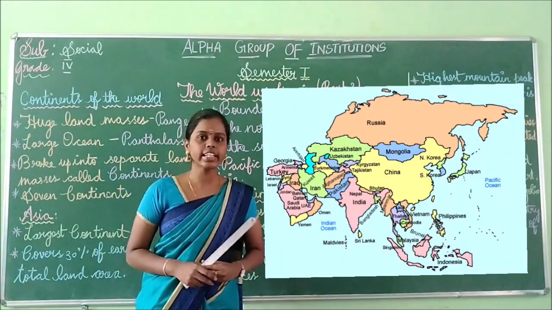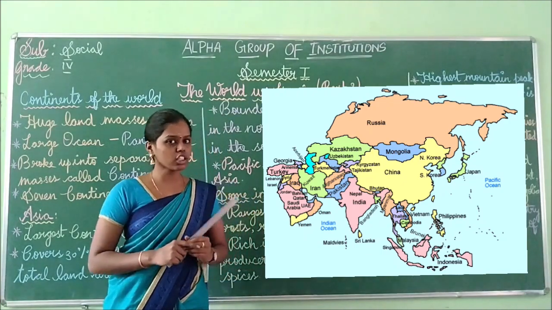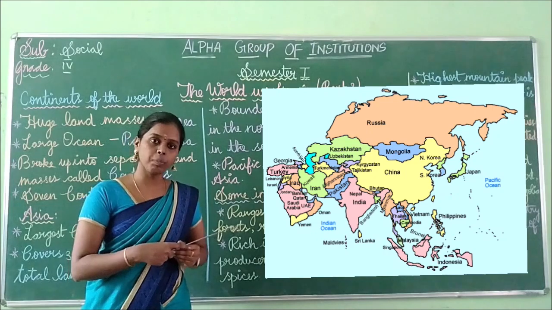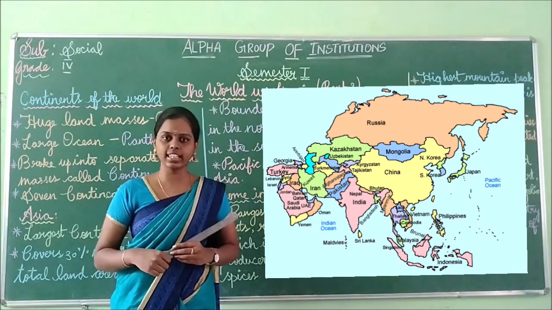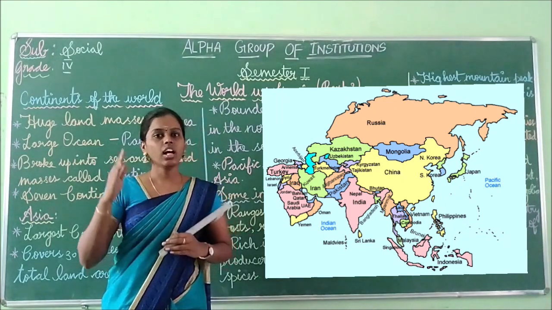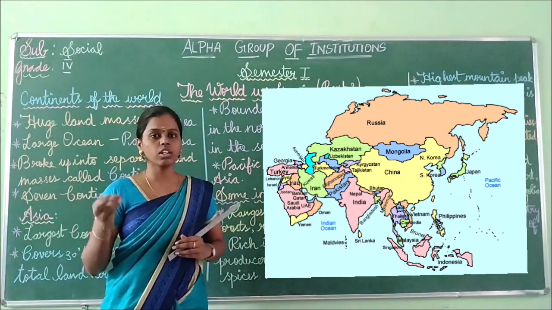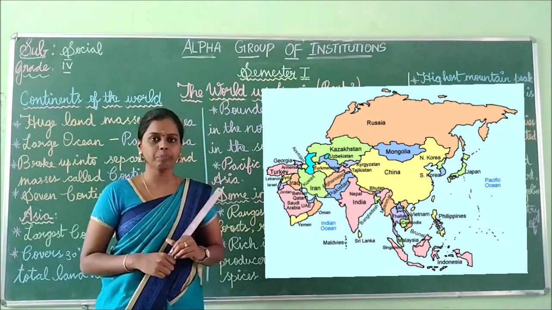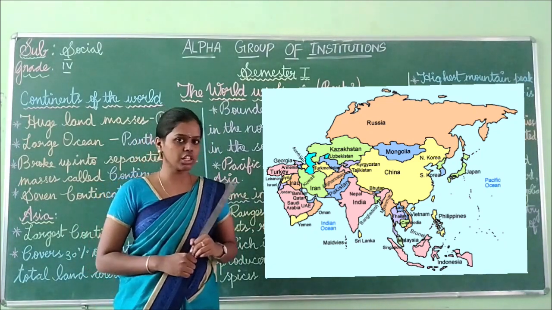Now in this screen you can see the picture of Asia. See how large it is, and there are many important places in Asia. So this is the picture of Asia. You can remember these contents easily with the help of this picture. Okay children, have you understood?